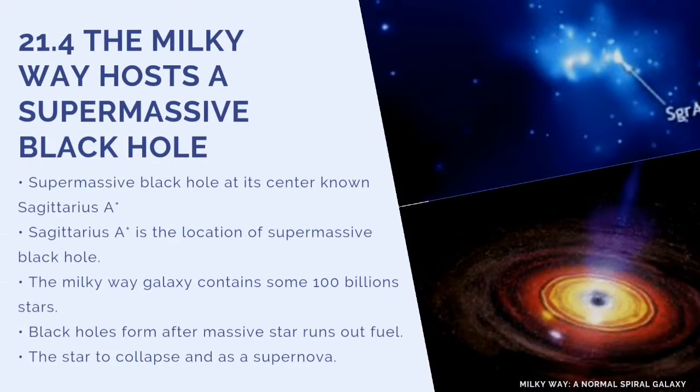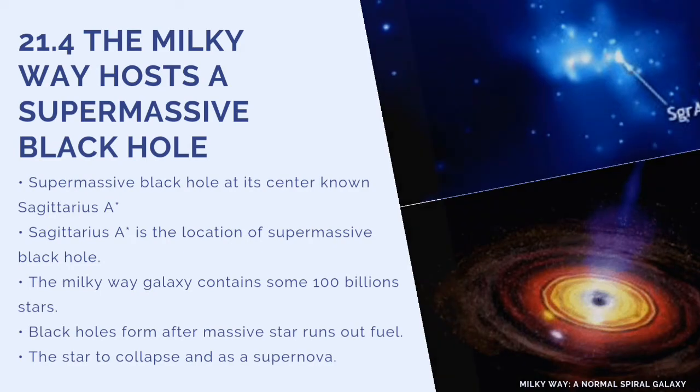The Milky Way hosts a supermassive black hole at its center, known as Sagittarius A star. Sagittarius A star is the location of the supermassive black hole. The Milky Way galaxy contains some 100 billion stars. Black holes form after a massive star runs out of fuel, causing the star to collapse and explode as a supernova.